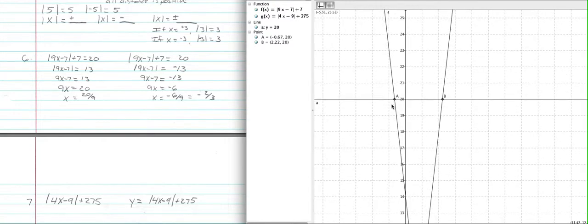Notice on this graph, when you're at y equals 20, the x is at negative 0.67 approximately, which is rounded in decimal form for negative 2/3. And then x is also at 20 over 9. 20 divided by 9 is 2.22. So when you're at y equals 20 on the graph, x is 20 over 9 and negative 2/3 for this equation. Okay. So again, if I graph this as a function, it would be y is equal to the absolute value of 9x minus 7 plus 7.